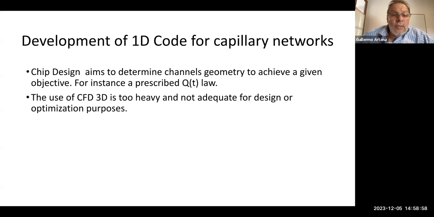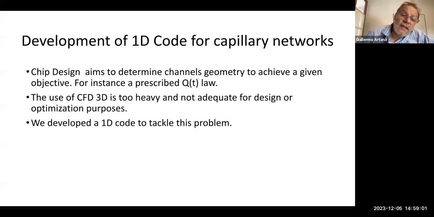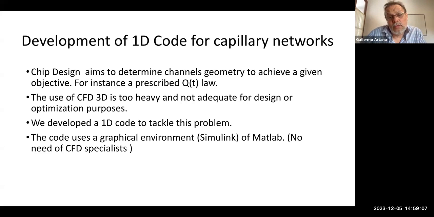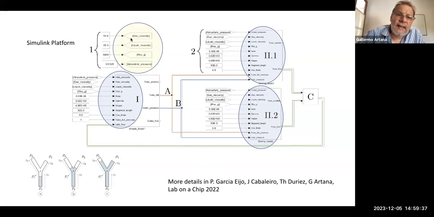So it is necessary to develop 1D codes. And when we started, this code was not available. What we have done next is to develop this kind of code in a MATLAB environment called Simulink. This is quite graphical, and it can be used by anyone, even if you are not a CFD fluid dynamics specialist. I will explain it a little bit. More details are also in this paper.